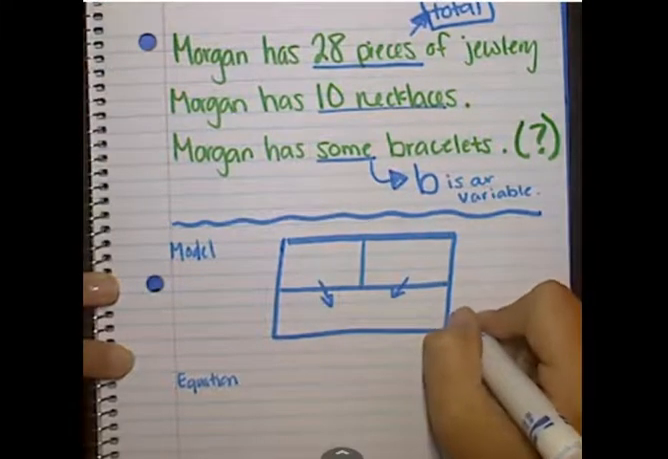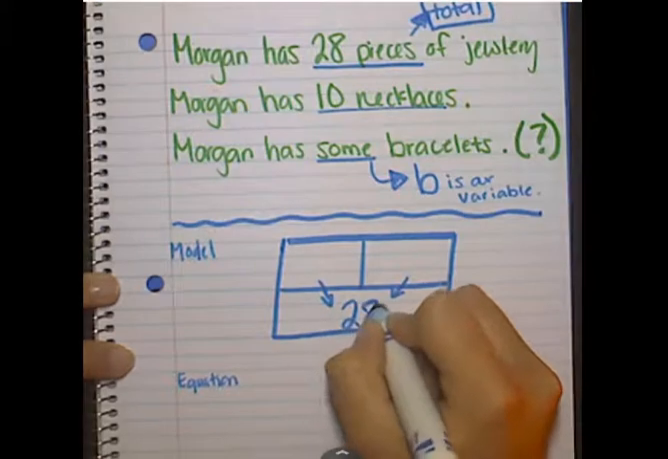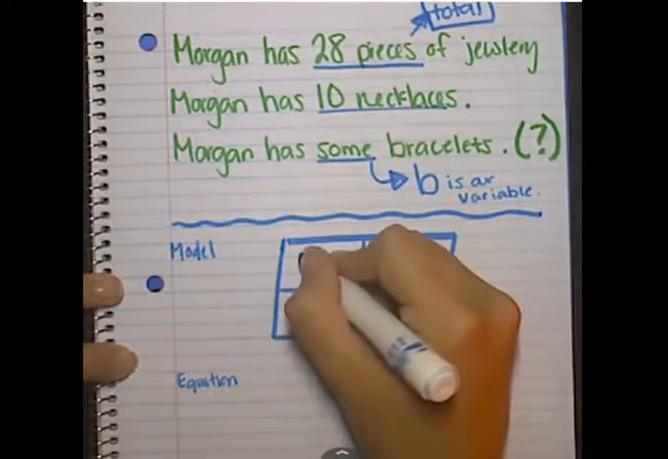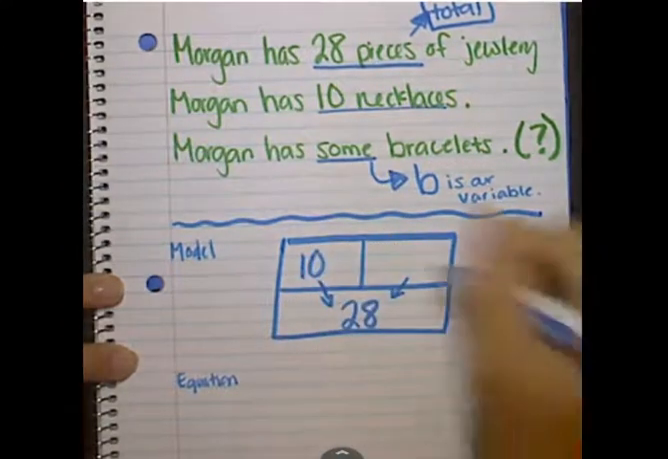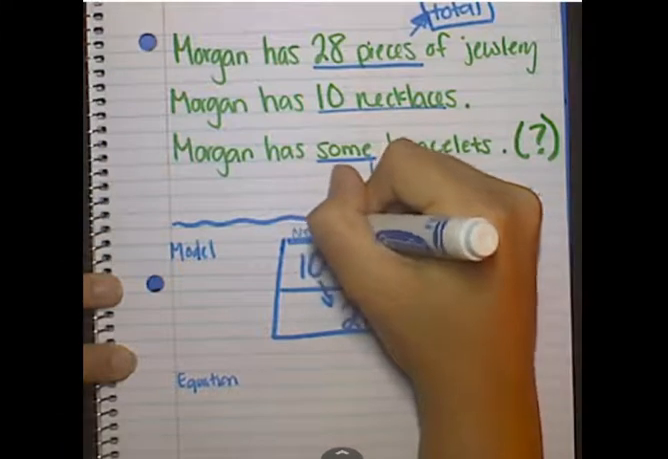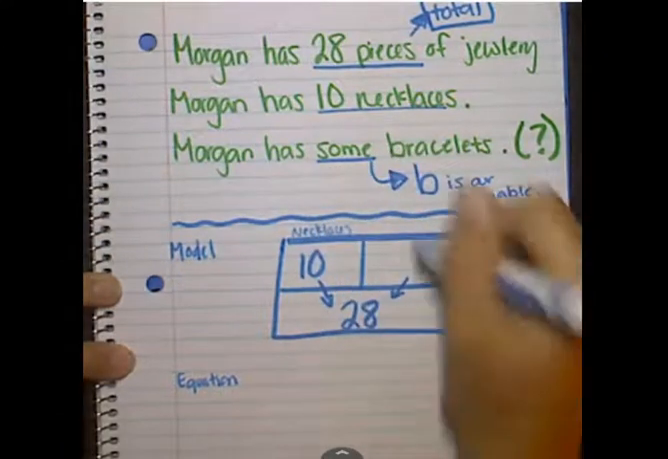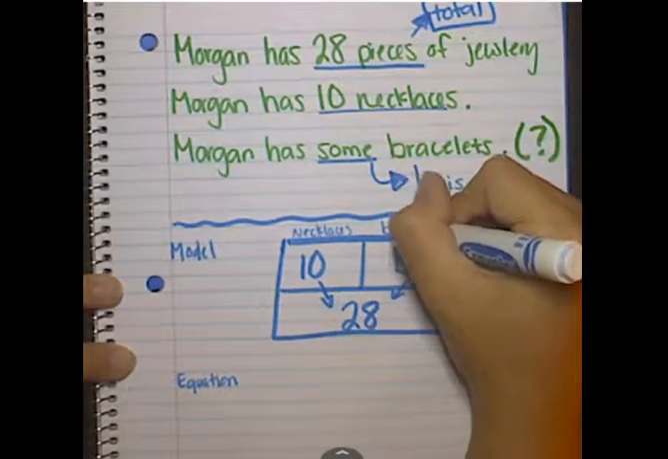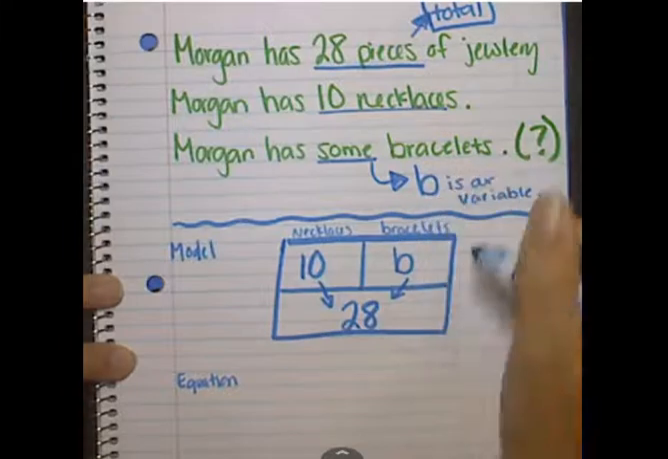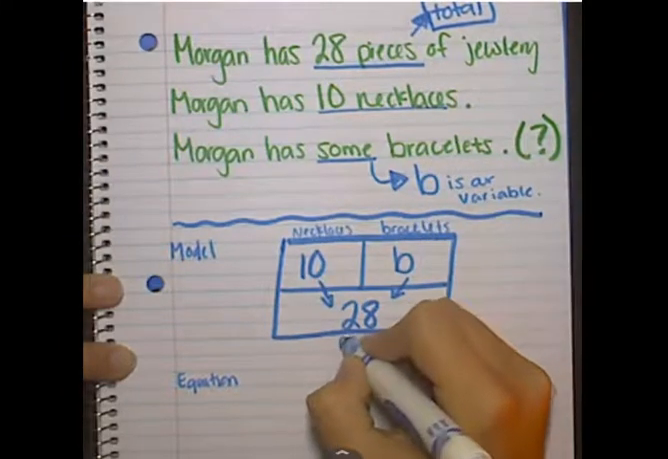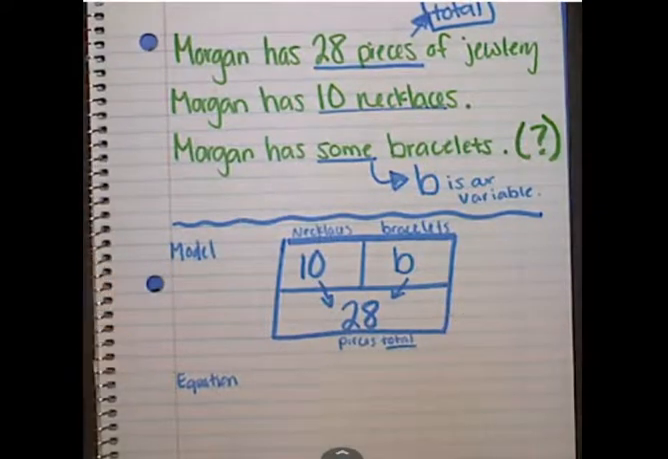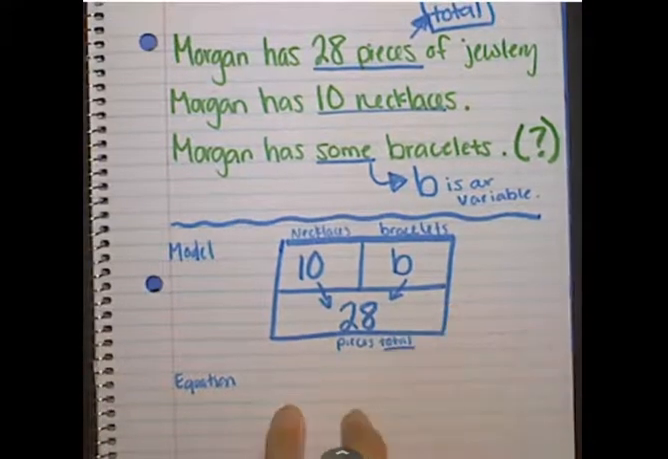So our total right here was 28 pieces of jewelry. And we know part of that total was 10 necklaces. And the other part is going to be B for bracelets. And this is 28 pieces total.